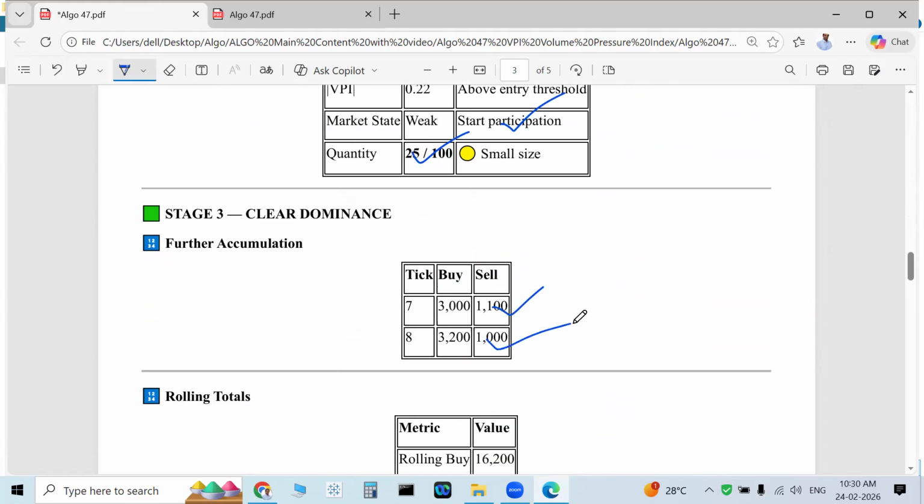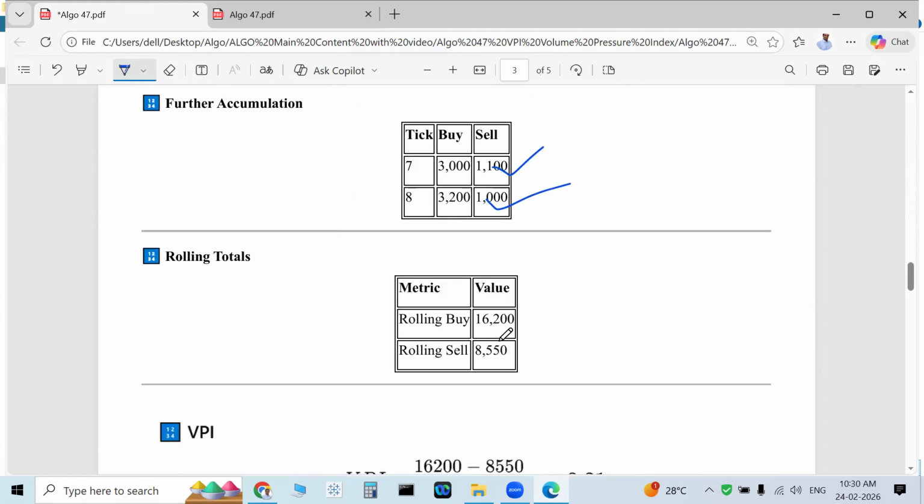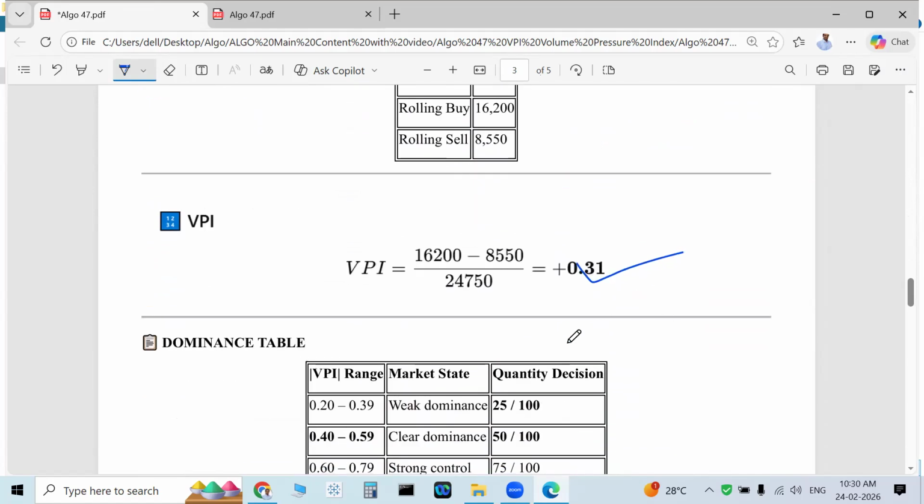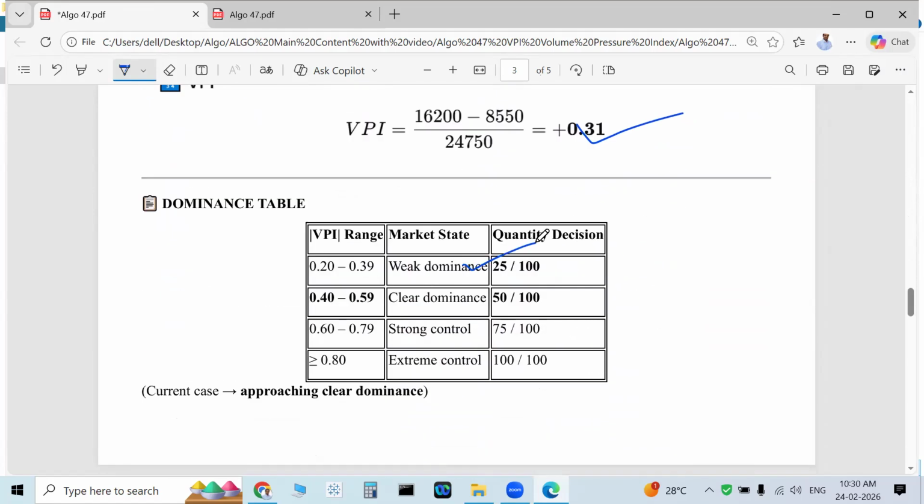Now the next two prices come again, and the rolling buy and sell will increase or decrease, and based on that the VPI also increases. So again it's a weak dominance, only because we decided the range for weak dominance is 0.20 to 0.39. So it is going to trade for 25 quantity.